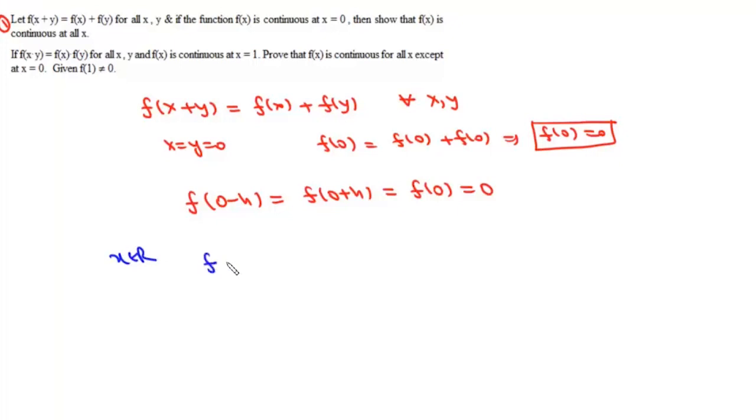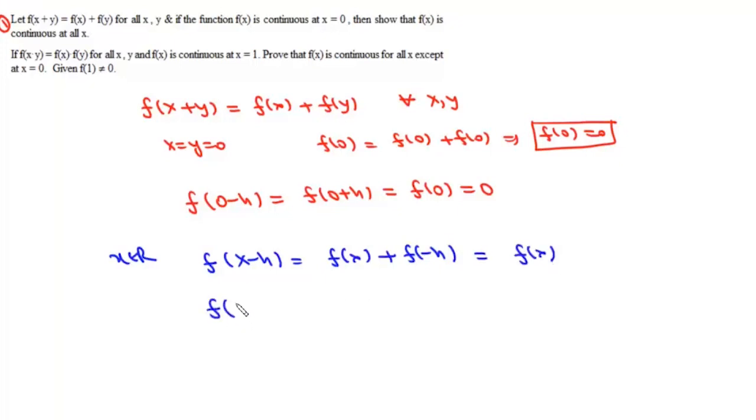the left hand limit at any x will be f(x minus h). Now it is given that f(x plus y) is f(x) plus f(y). So we can write this as f(x) plus f(minus h). Now f(minus h) is f(0), which is 0. So it will be equal to f(x).